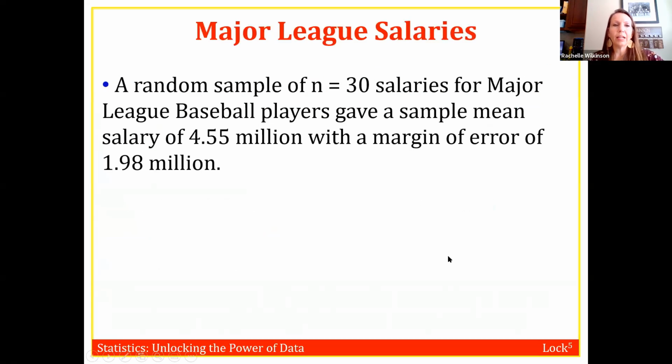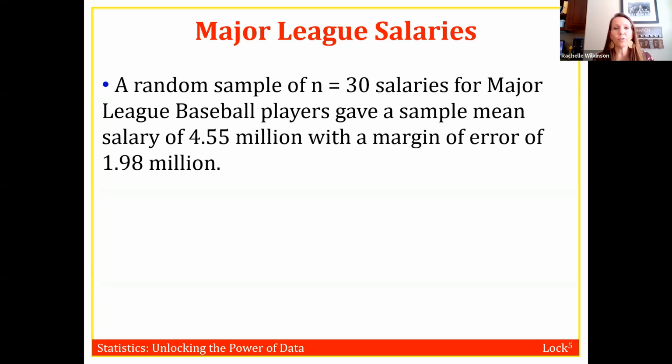So let's look at another example here. Here's a random sample of 30 salaries for Major League Baseball players. In that sample, the sample mean was 4.55 million, and it had a margin of error of 1.98 million. Okay, so my population would be all Major League Baseball players. My sample is these 30 Major League Baseball players that I've actually found the salaries for.